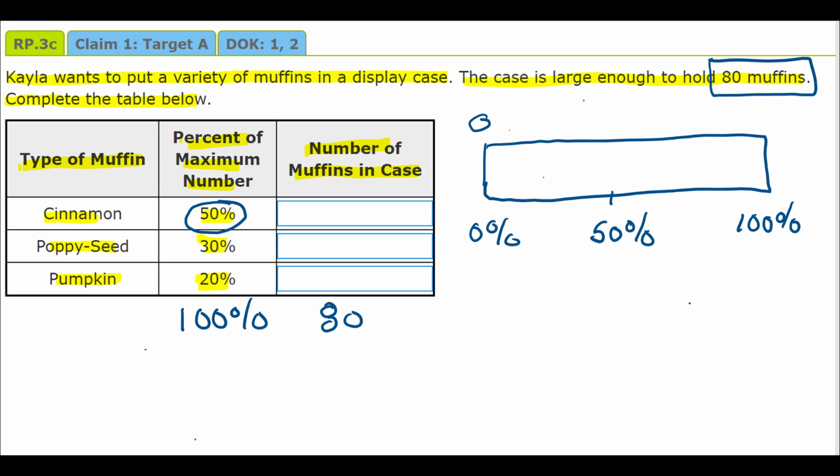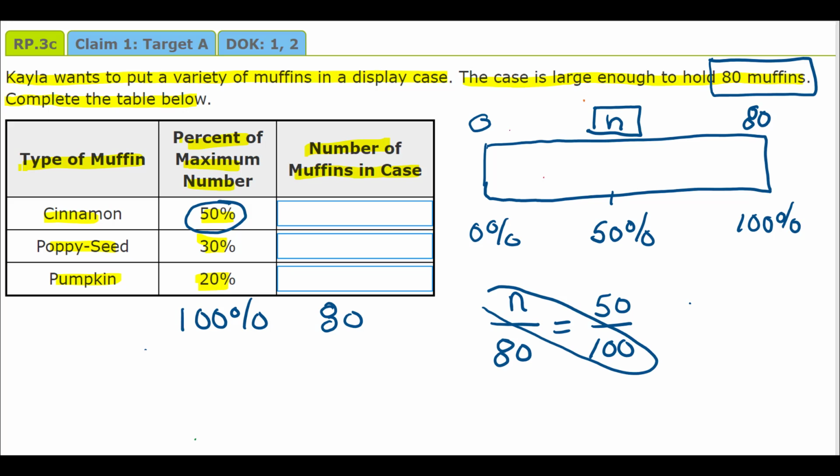Well, on the left we know it would be 0 muffins, but all the way on the right is a total of 80 muffins, and so that's the whole amount. What we're looking for is the number of muffins that's at 50%. So looking at part over whole, the part we're looking for is n over 80, and that's going to be equal to 50 over 100.